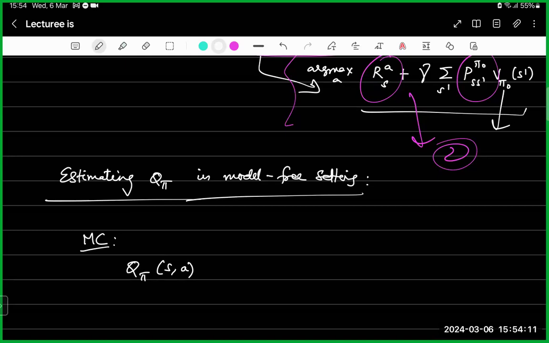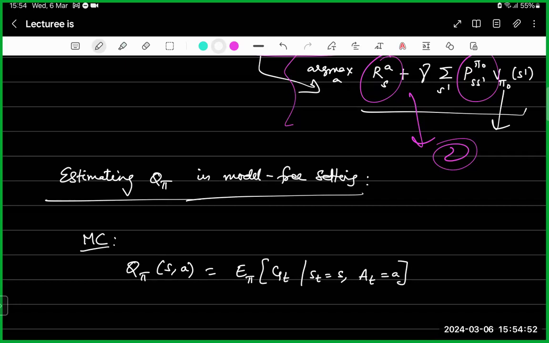What is q pi of s comma a? Expected return given st equal to s and at equal to a. Previously we were just starting with state s and acting according to pi. Now you just start from state s, take the first action as a, and then from the next state you follow policy pi. You continue the episode till you reach a terminal state. Then you get one sample of this expectation, right?